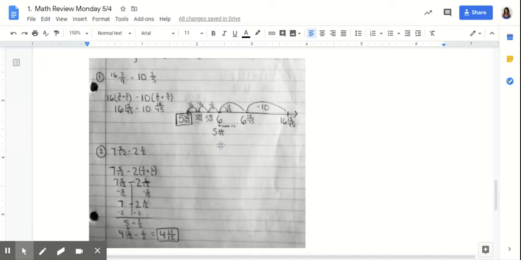Realize 6 is the same as 5 and 45/45, because 45/45 is a form of 1. I made sure to show this conversion right here so you can understand that I now have a new mixed number of 5 and 45/45, so I can subtract the rest of that fraction. So I did minus 1/45, minus another 1/45, and minus another 1/45, which leads me to my answer of 5 and 42/45.